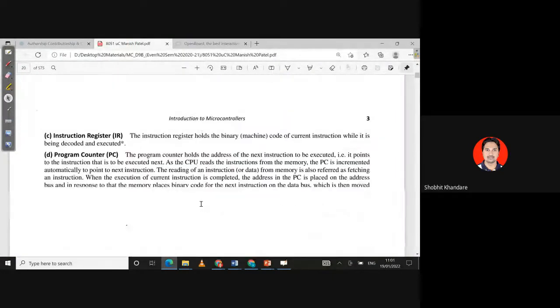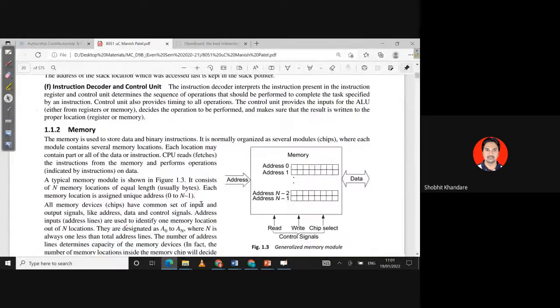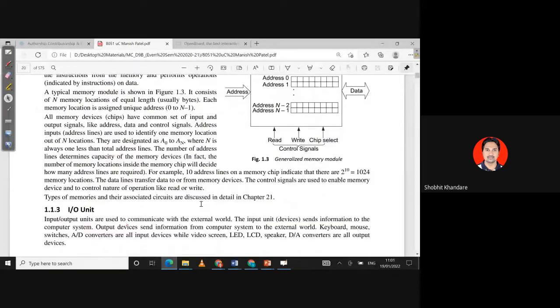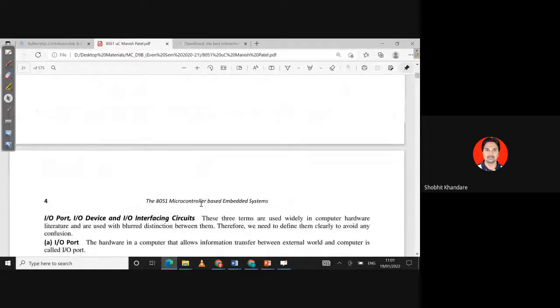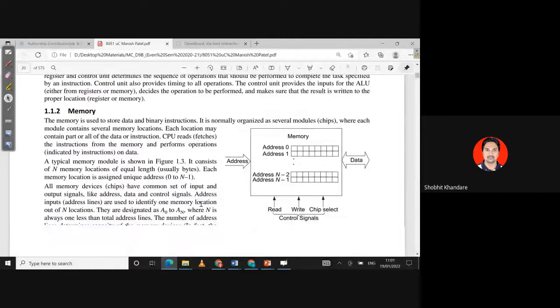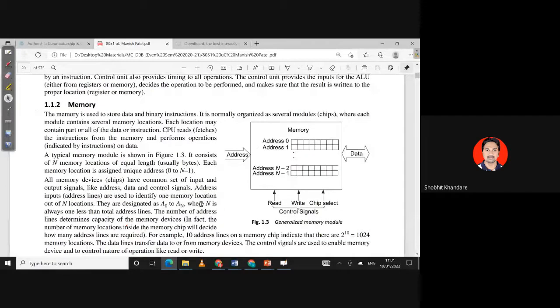So I have talked about these different components now. Again, I'm repeating, please read this. Before I go, let me complete the memory. It will take five more minutes, then we will go.